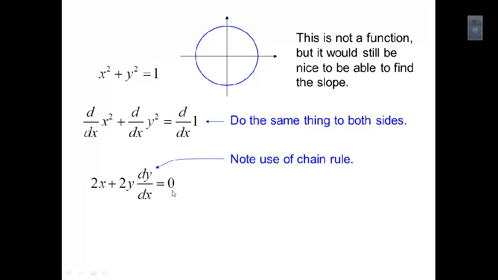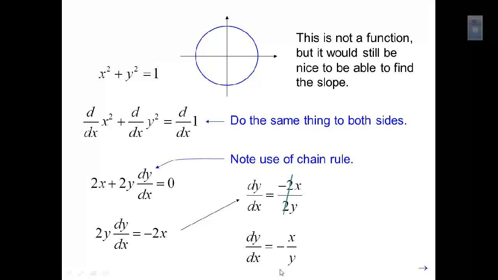And then all you want to do to find the slope is solve for this. So you're going to move the 2x to the other side, and then divide by 2y. We subtract 2x from both sides, divide both sides by 2y, and then simplify. We can cancel out the 2's. So dy/dx is negative x over y.